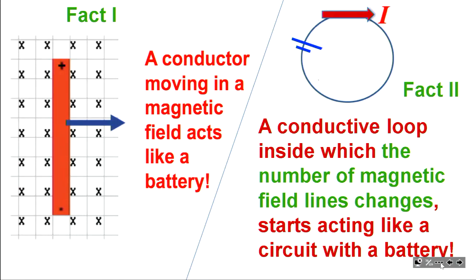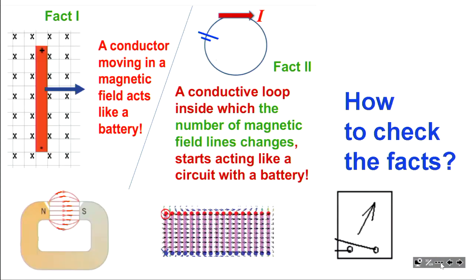Now a loop starts acting like a circuit with a battery inside. Where is that battery? Maybe it's not there, maybe it's here. Just a picture, a visual representation. There is no actual battery here, you don't see it, right? It's just acting like a circuit with a battery. The electric field induced inside this loop is not the same as we learned before. It's a different type of electric field. Well, how do we check the facts? We use experiments. We did it.